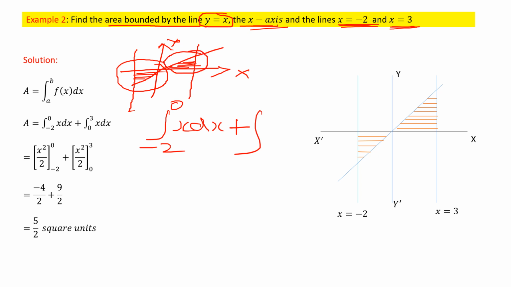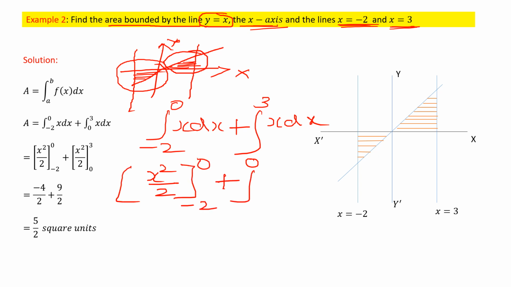In this segment, the value starting from 0 to 3, same function, x into dx. So I have to integrate 2 times. So integration of the first one will give you x squared by 2 between minus 2 to 0, plus integration of the second one also will give you x squared by 2 but from 0 to 3. By substituting the limits, we will get 5 by 2 square units.